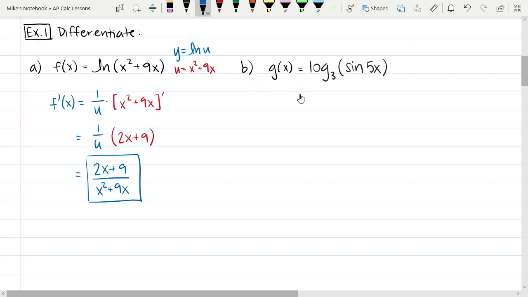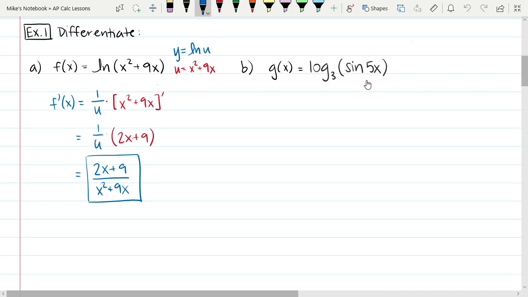Okay, moving on to example B. Very similar to what we just did, however, there are two differences. One is, of course, we're not dealing with the natural log. We do have log base 3, so we are going to have to use that general rule. Remember, that just involves multiplying by the natural log of 3 in the denominator. But also, not only is this a composition of functions, but our u, which is the sine of 5x, is also a composition of functions.